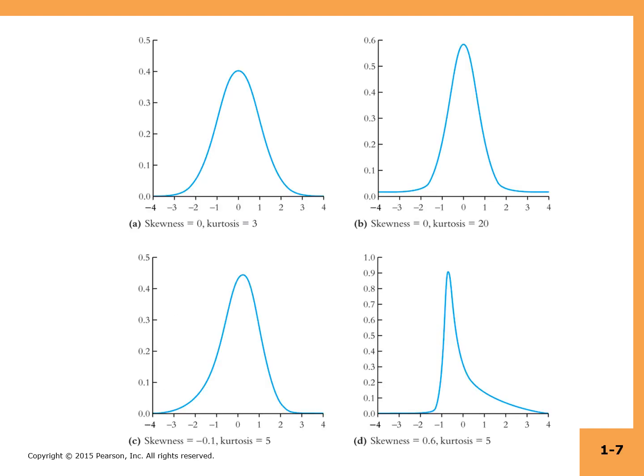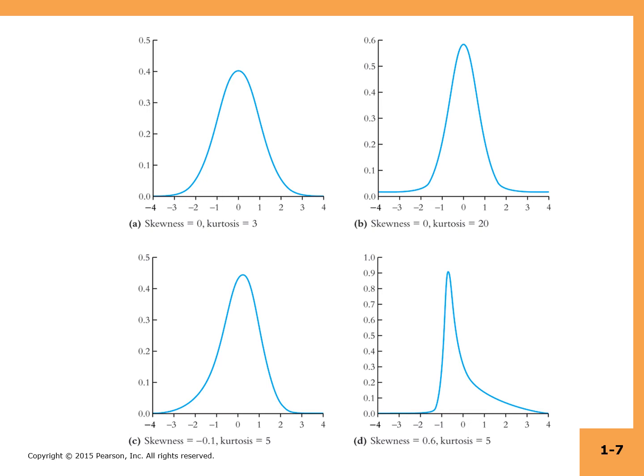So here we have an example of 4 different distributions. The first distribution is a normal distribution where we have skewness of 0 and kurtosis of 3. Graph B shows that skewness is 0, meaning that it's symmetrical, but kurtosis is larger than 3, which means that it has thicker tails, as you can see compared to the normal distribution.